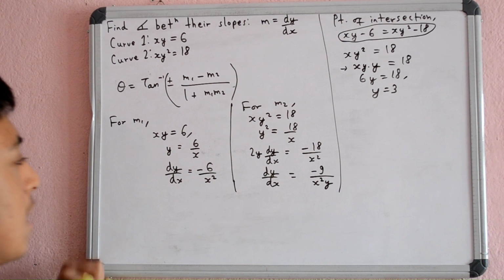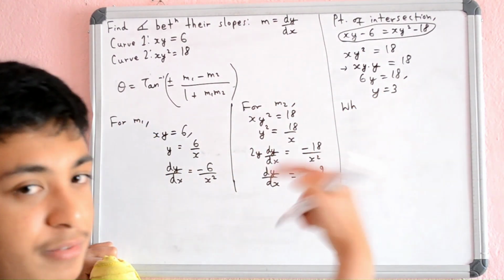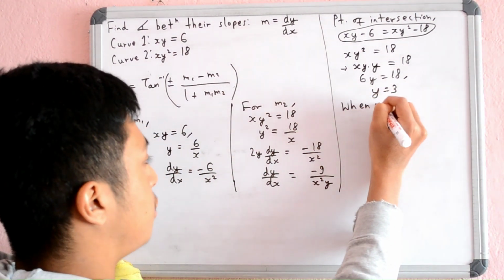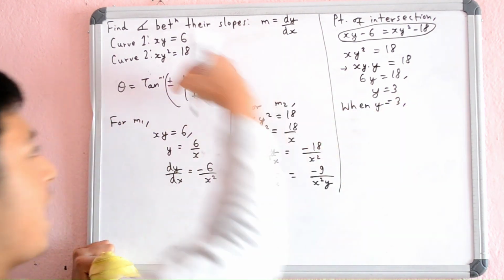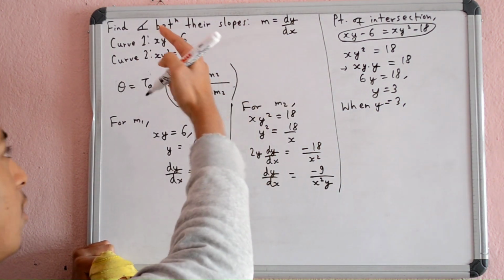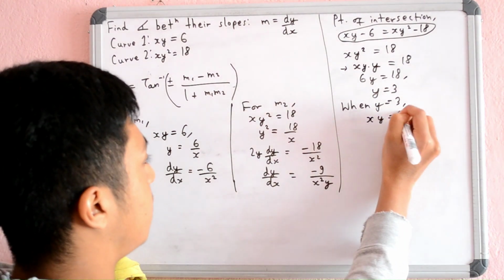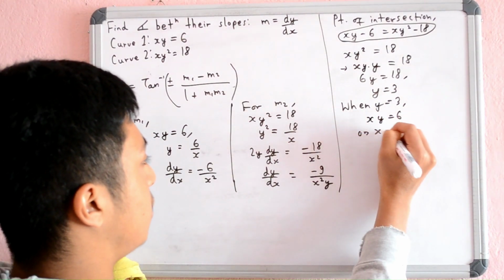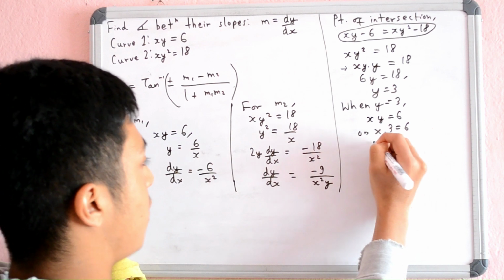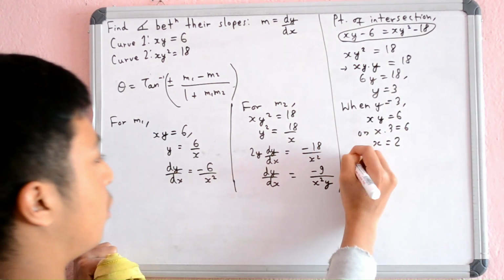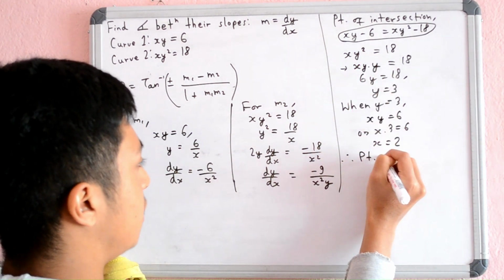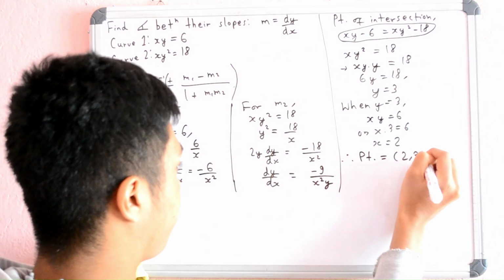Now we can find x when y equals 3, and we can use either of these two equations. Let's just use the simplest one. xy equals 6, or x into 3 is equal to 6, x equals 2. Therefore the point of intersection is 2 comma 3.